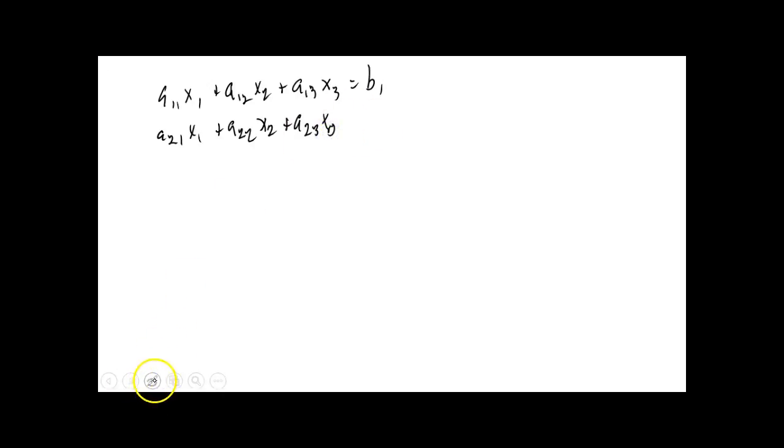Okay, so let me write it down. Here is a system of linear equations. A11 x1 plus A12 x2 plus A13 x3 is equal to B1. Okay? A21 x1 plus A22 x2 plus A23 x3. That's an ugly 3, isn't it? Goodness gracious.